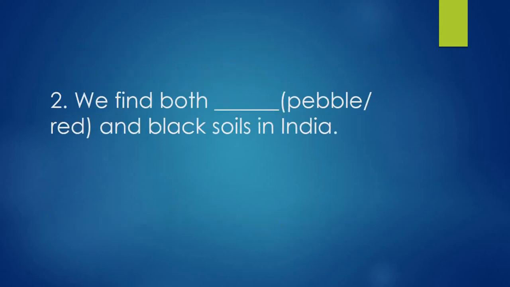Let's move to the second one. We find both dash and black soils in India. Options are, as you can see in the brackets, pebble or red. What could be the answer? Please write down your answers before I display the correct answer.